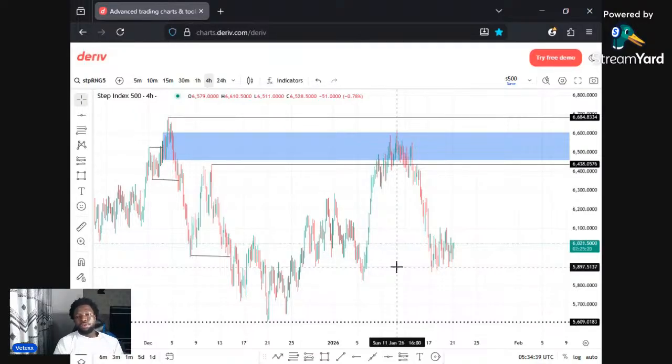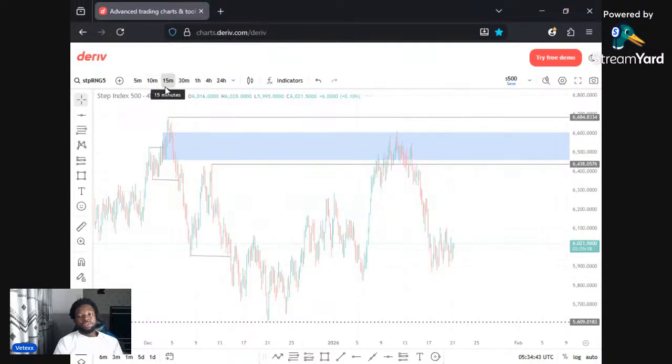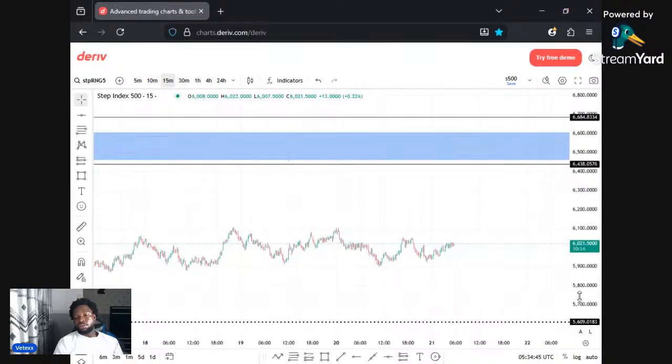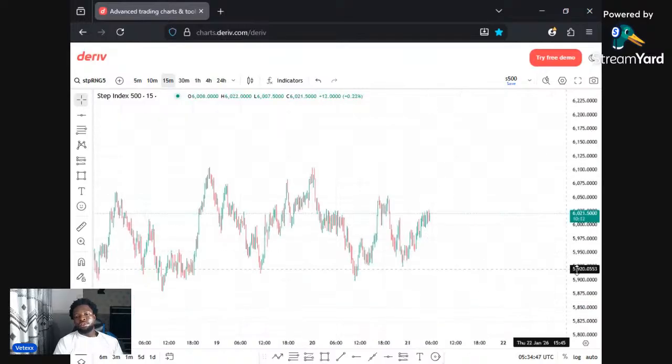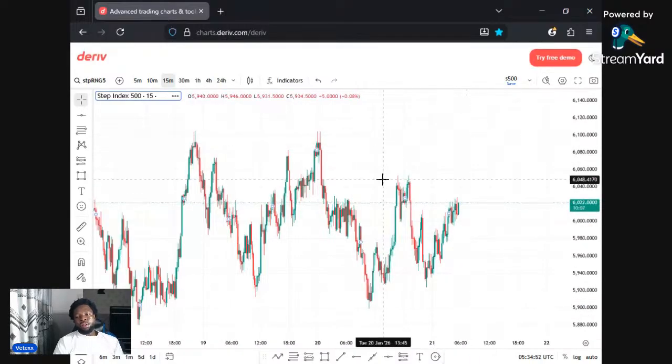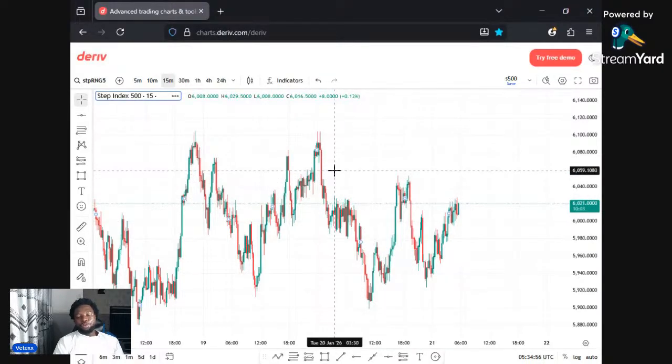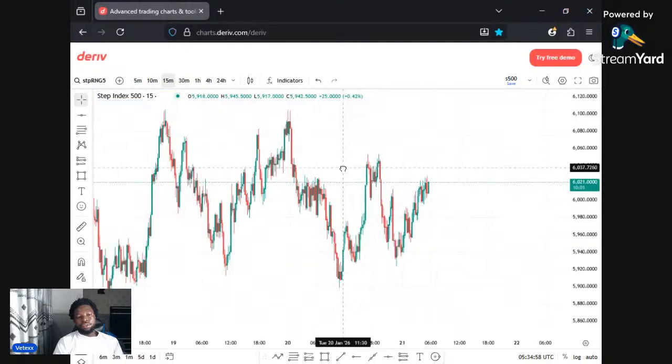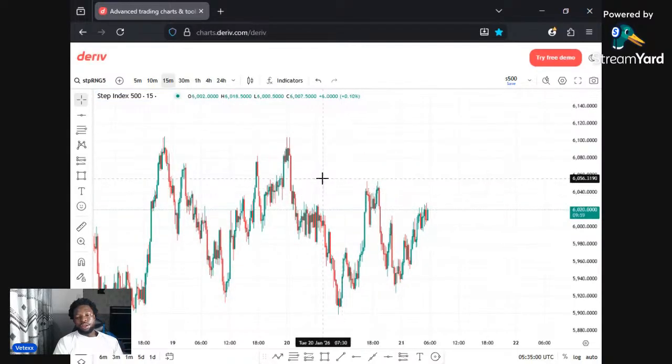So let's go to the 15 minutes time frame and check it out, if there's something you can see clearly. Okay. Now on the 15 minutes time frame, you can clearly see we don't have any structure. We don't have a continuation setup on the 15 minutes time frame. Okay, there's nothing happening currently.